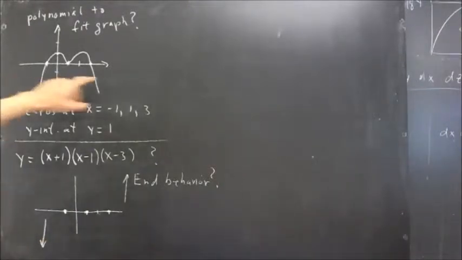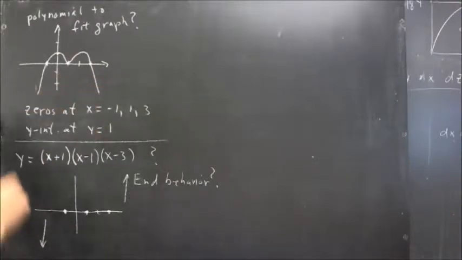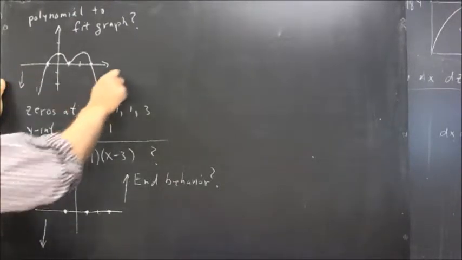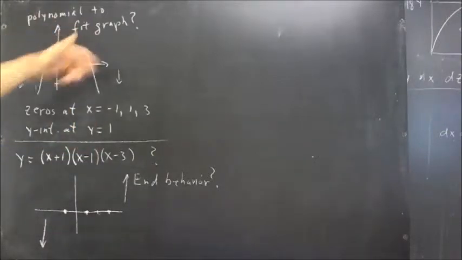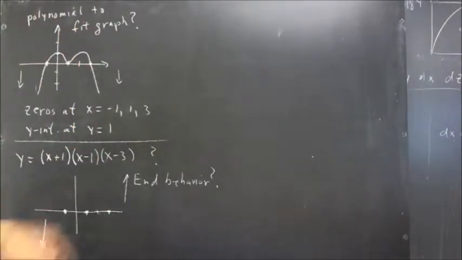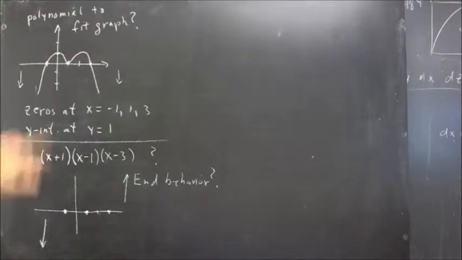That doesn't match the end behavior of this function. The end behavior here is this and this. We approach large negative numbers on both ends. Here we're stuck with approaching large values in opposite directions on the two ends, not even in the same direction. So something is wrong here. So the model doesn't quite fit.